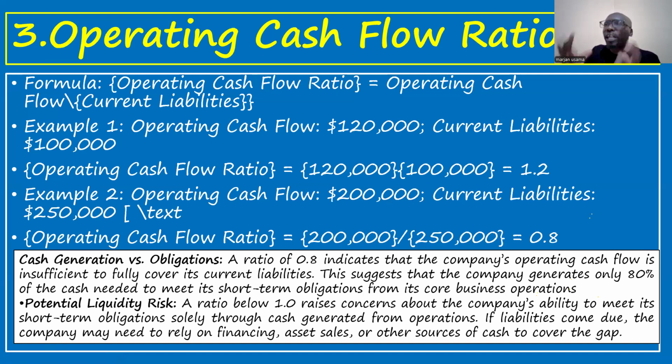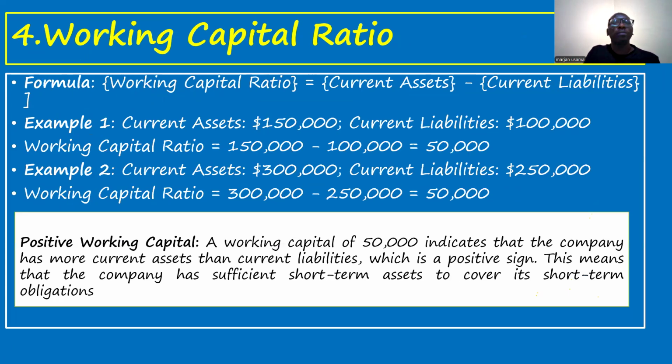So when you're talking about your core business operation, we are basically talking about the key activities that bring money to your business. That is the operation cash. So if you are getting only 80%, now what is going to happen to the other 20%? So it means there is a problem somewhere. So it's not a good figure.